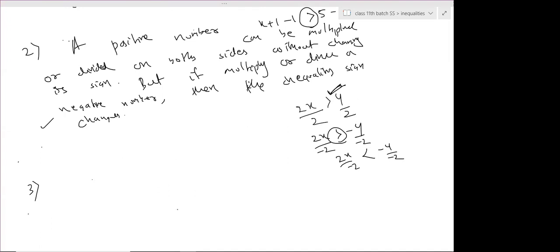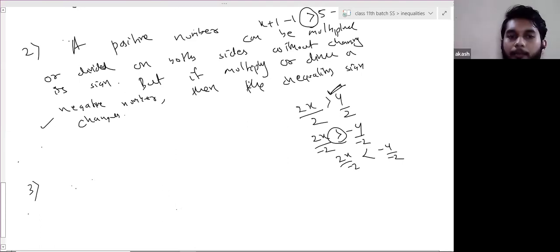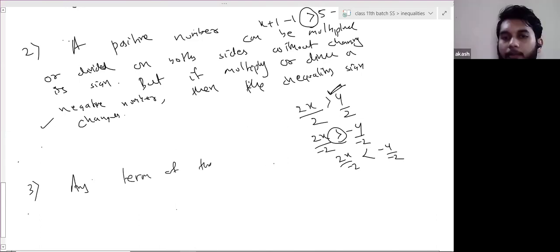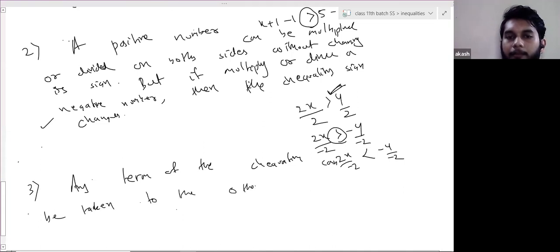Any term of the inequation can be taken to the other side by changing its sign, but not changing the sign of the inequation. Absolutely right. So any term of the inequation can be taken to the other side by changing its sign, but not the sign of inequation.